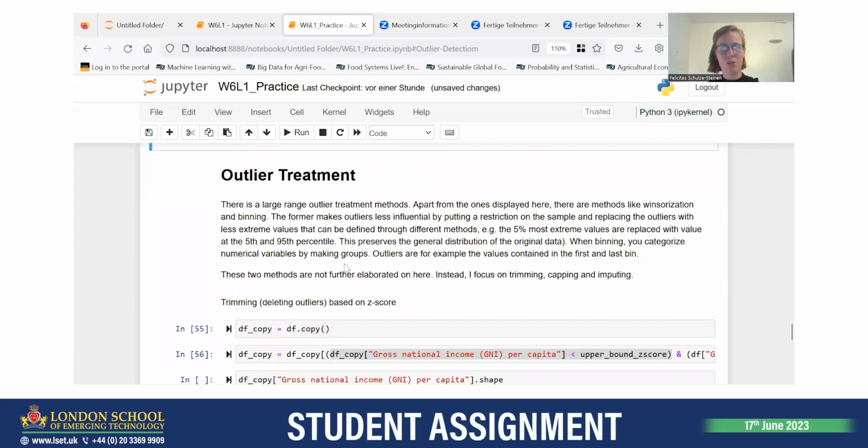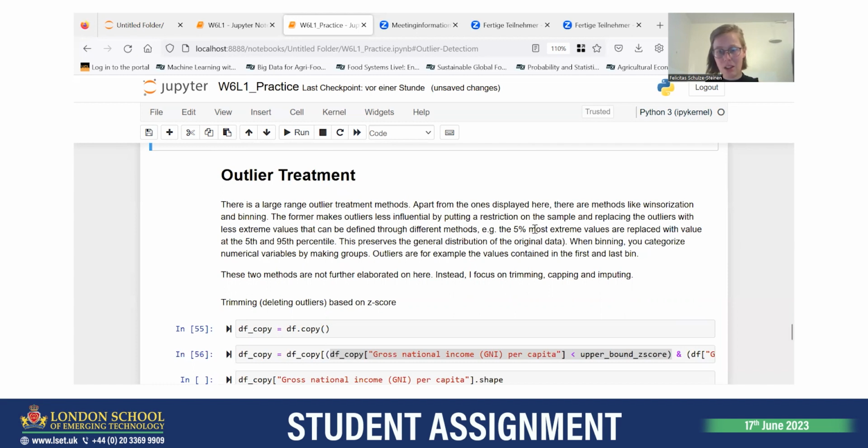Now we have to think about how to treat these outliers. There's a large range of outlier treatment methods, and apart from the ones that I will display here, there are methods like winsorization and binning. The former makes outliers less influential by putting a restriction on the sample and replacing the outliers with less extreme values that can be defined through different methods. For example, the 5% most extreme values are replaced with a value at the fifth and 95th percentile, and this would preserve the general distribution of the original data.